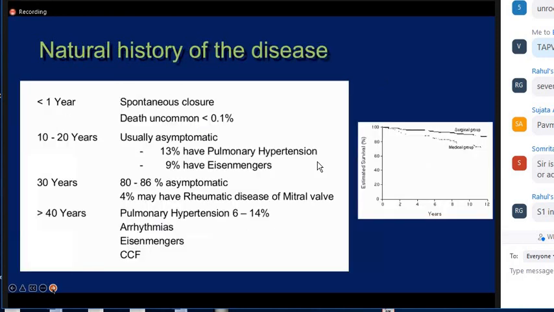If you look at the natural history of the disease, spontaneous closure, does anybody have an idea of the atrial septal defect and its natural closure? What is the percentage of ASDs that close naturally at 3 years of age? Anybody? Can anybody write in the chat box? There are no answers.